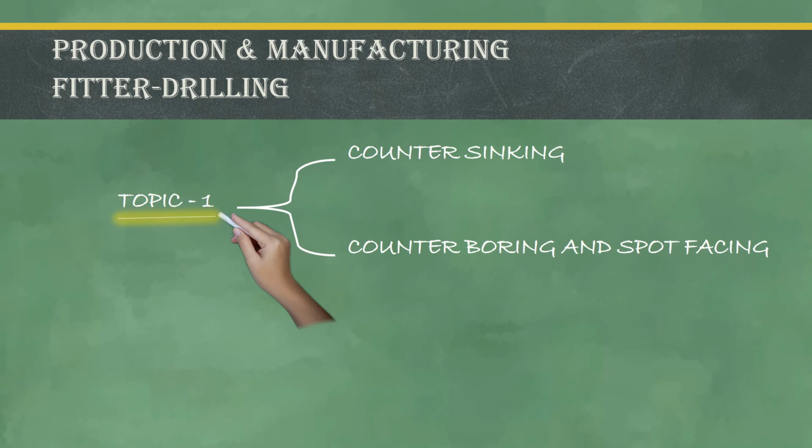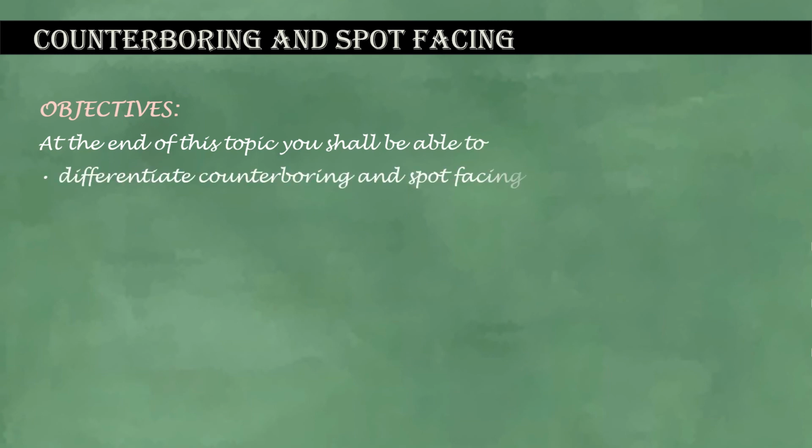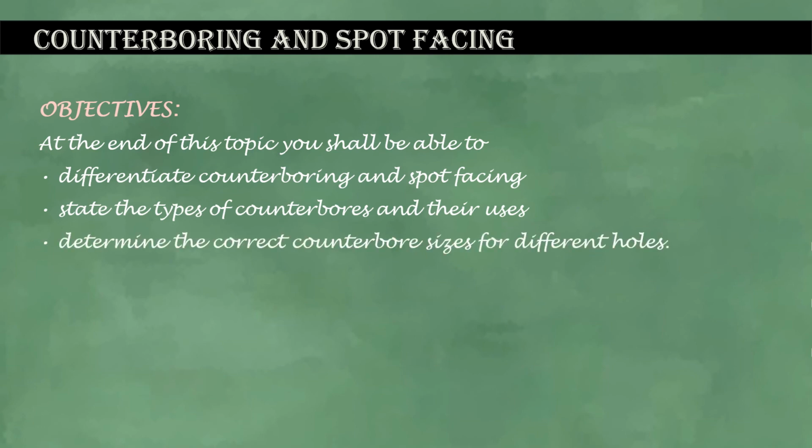Topic 1. Counter boring and spot facing. Objectives. At the end of this topic you shall be able to differentiate counter boring and spot facing. State the types of counterbores and their uses. Determine the correct counterbore sizes for different holes.